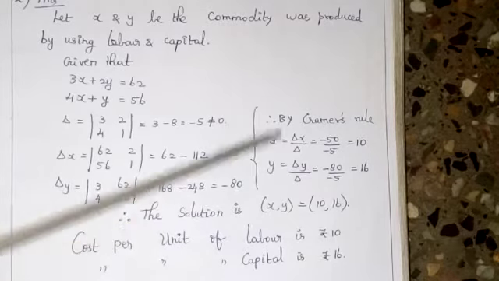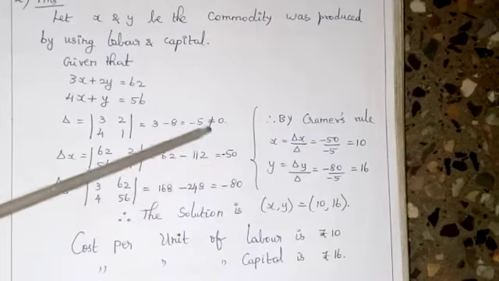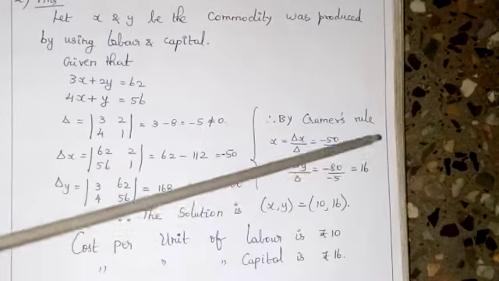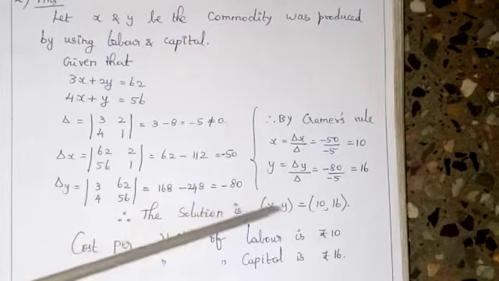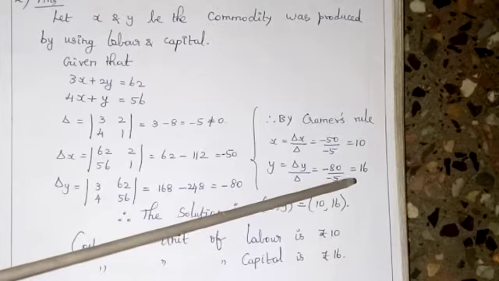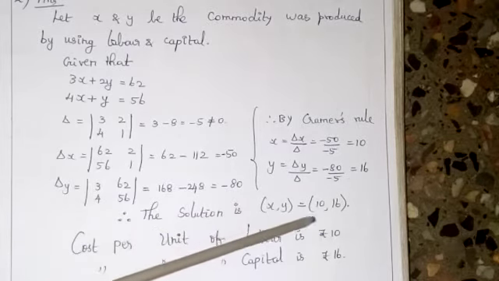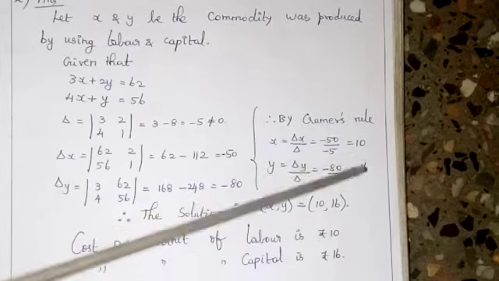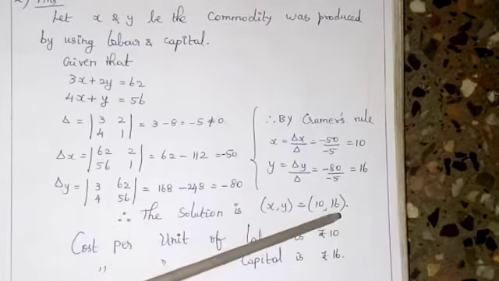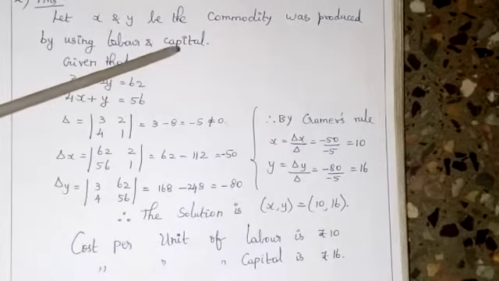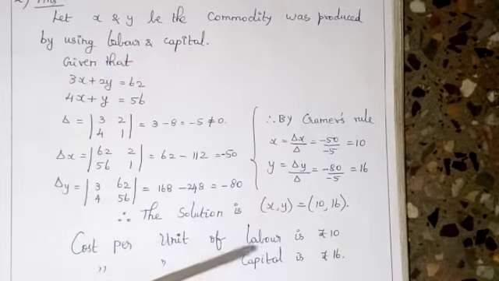Therefore, by Cramer's rule, x is equal to delta x by delta. So delta x value minus 50 divided by delta value minus 5, which is equal to 10. And y is equal to delta y by delta, delta y value minus 80 divided by minus 5. This is equal to 16. So the solution is x comma y equal to 10 comma 16. x is nothing but the labor and y is the capital. So the cost per unit of labor is rupees 10 and the cost per unit of capital is rupees 16.